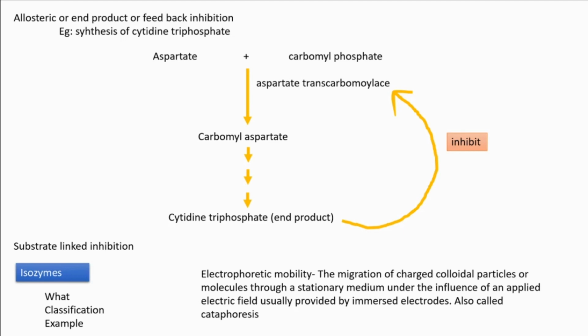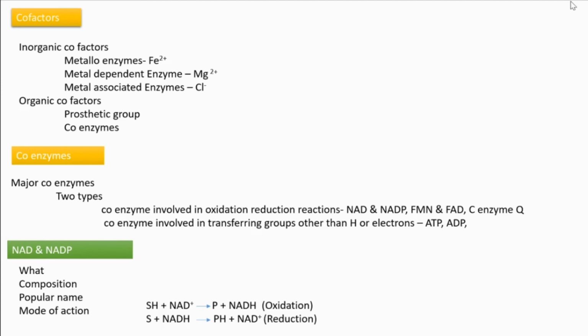Then analogous isozymes are formed by different genes, not of the same gene. Different genes located on different chromosomes. That's why that change in their molecular structure happens. Example: lactate dehydrogenase isozyme has 5 different forms from LD1 to LD5. With this, we are going to stop today's session. Thank you.